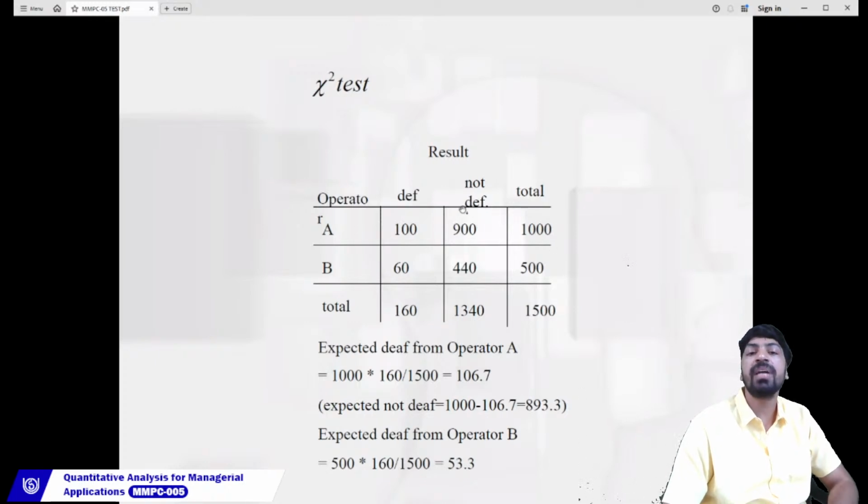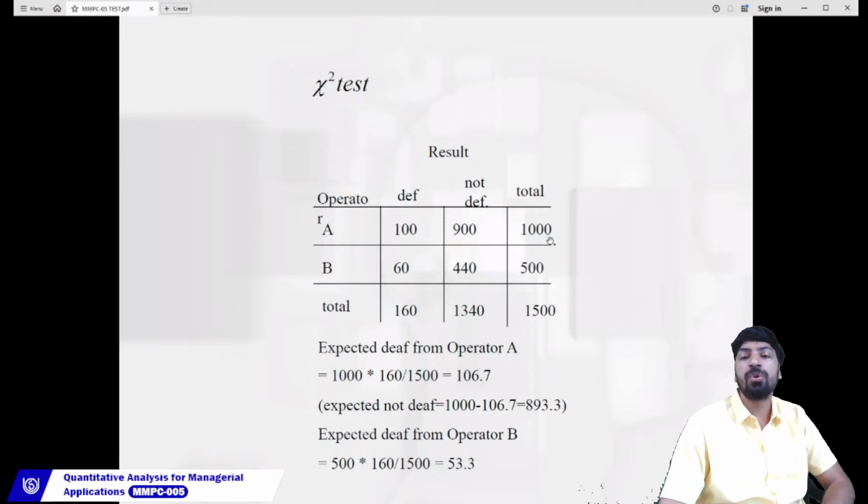Total, let's talk, we have to calculate the non-deafness, that is 900. So the total of row 1000 and the total of non-deafness, that is column, that is 1340, divided by grand total. That means the expected frequency of non-deafness from operator A. What would be the expected frequency? 1000 into 1340 divided by grand total.